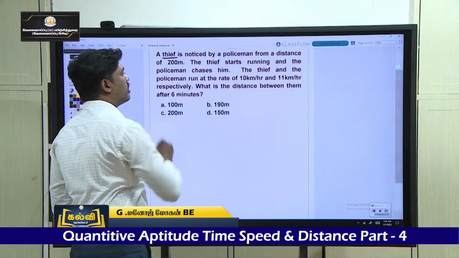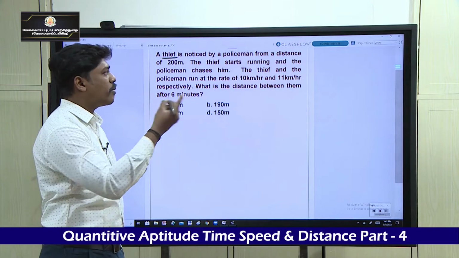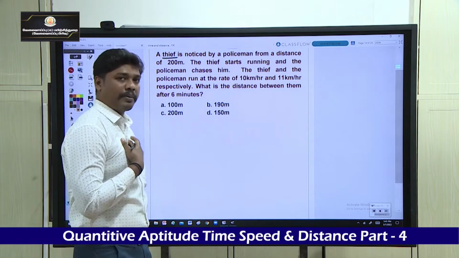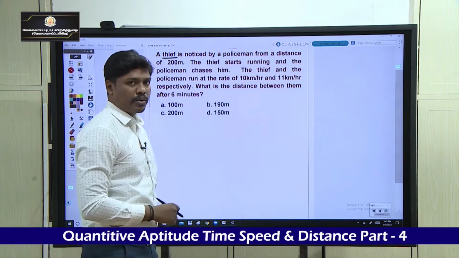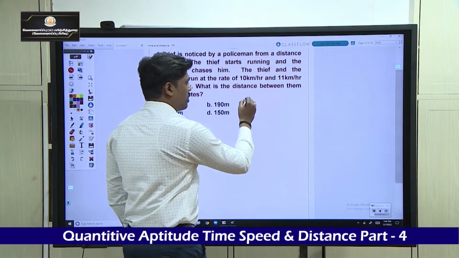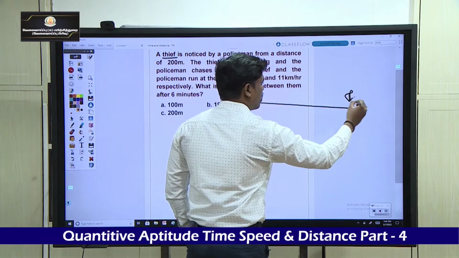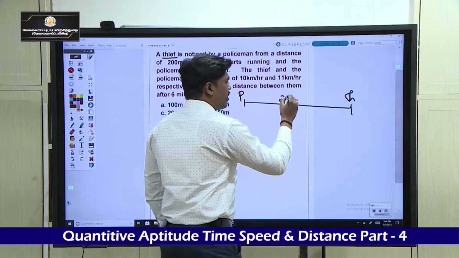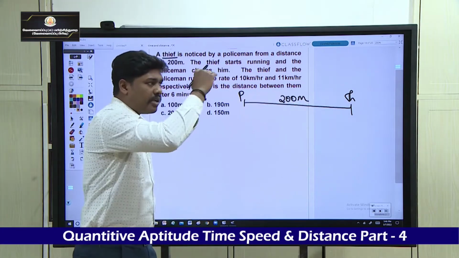So, look at here. The thief is noticed by a policeman from a distance of 200 meter. I am here, I am the police. I am just looking at the thief. He is at a distance of 200 meter. Thief here, police here. So, the distance between them is 200 meter. I saw the thief.